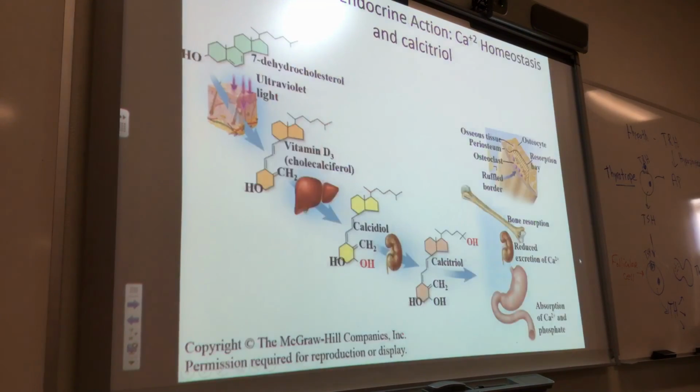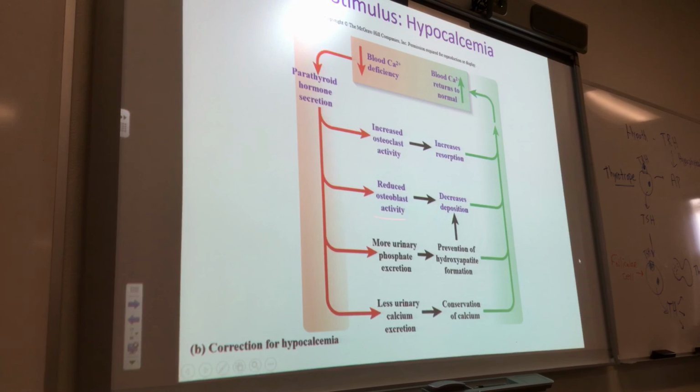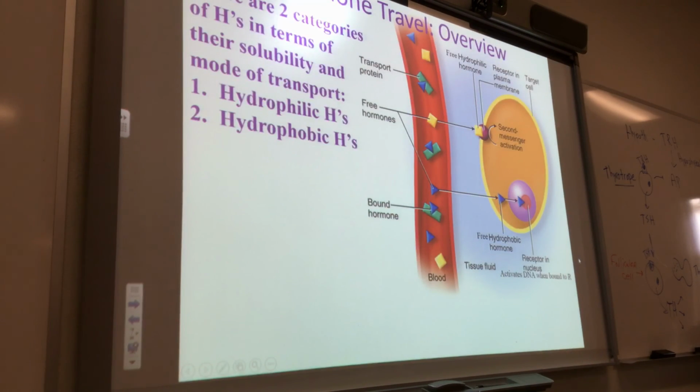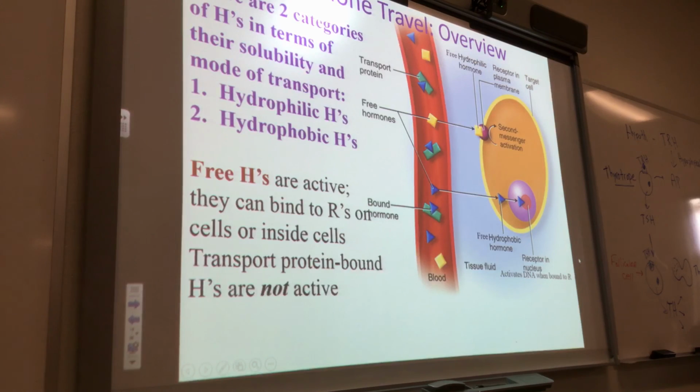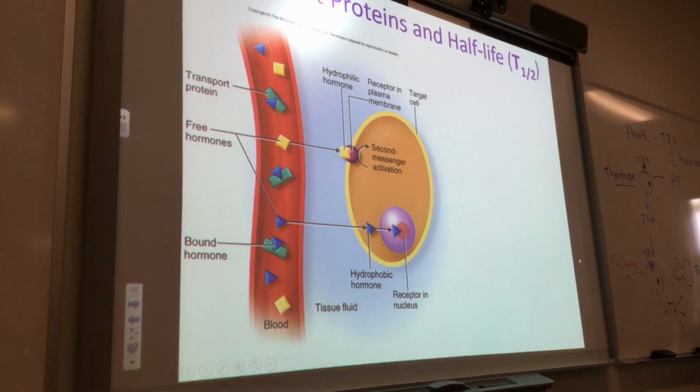These are just flow charts. Hey, come back. These are flow charts that talk about what we just talked about. So if you don't like my cartoon, you can study it in flow chart form, but we talked about that. And we've already talked about this, right? Hydrophilic and hydrophobic hormones. So we can go past this. Transport proteins.